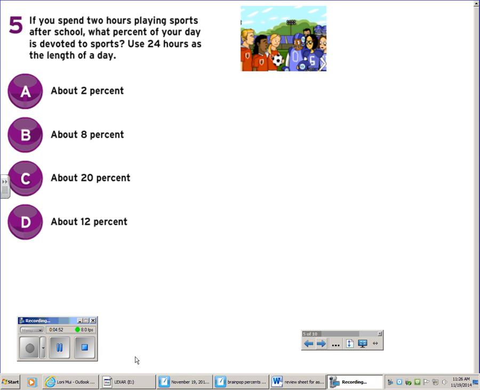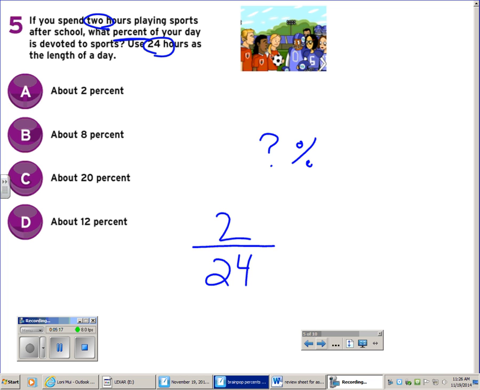Okay, I'm back. If you spend 2 hours playing sports after school, what percent of your day is devoted to sports? Use 24 hours as the length of a day. Always pull the numbers out. There's really two numbers here, and they're looking for a percent. We don't know what the percent is. We're trying to find out. But we know that it's 2 hours out of 24.